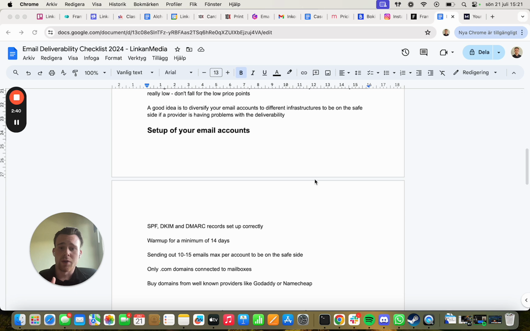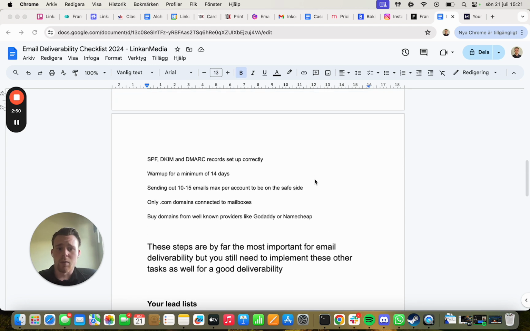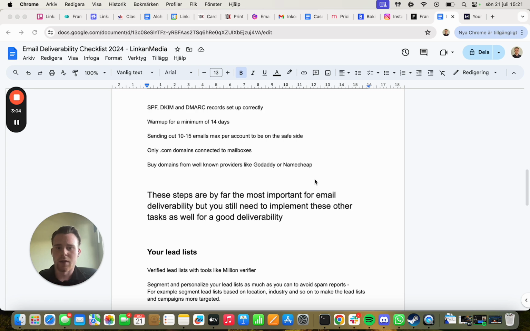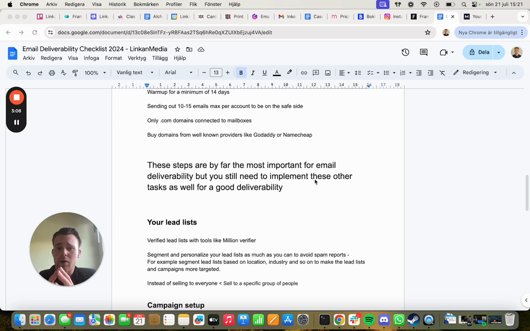And then you should only use .com domains connected to your mailboxes and buy domains from well-known providers like GoDaddy or Namecheap, which is the one we have been using. These steps are by far the most important for email deliverability because they're the foundations, but you still need to implement these other steps for good deliverability because there are a lot of different metrics to good email deliverability.